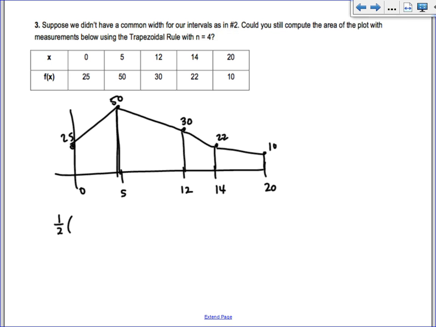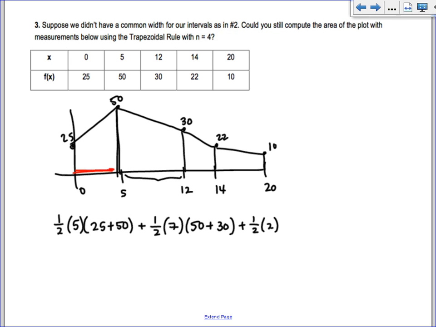So we have 1/2. The first height of our trapezoid is 5. It is this distance right here. The B1 and B2 are 25 and 50. Okay, then we have 1/2, and now the height is 7. And the B1 and B2 are 50 and 30. And then we have our 1/2, and our height is 2. And the B1 and B2 are 30 and 22. And then we have 1/2 times 6, and we have 22 and 10.